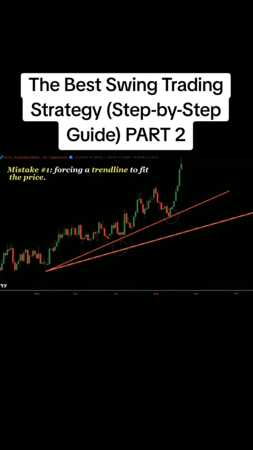Remember, the market defines the trend line, not you. If you have to keep adjusting the line just to make it fit every new swing, it's probably not a valid trend line. If there isn't a clear and obvious trend line, simply move on to another chart. There will always be another trading opportunity.